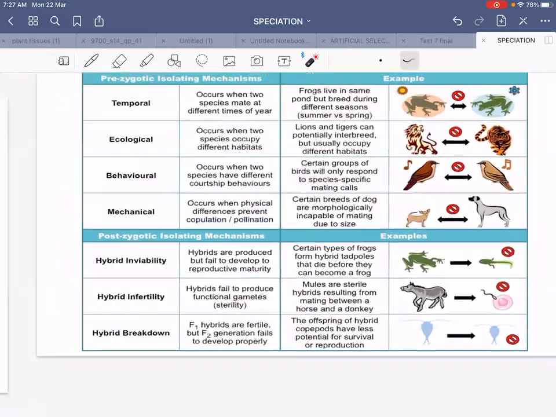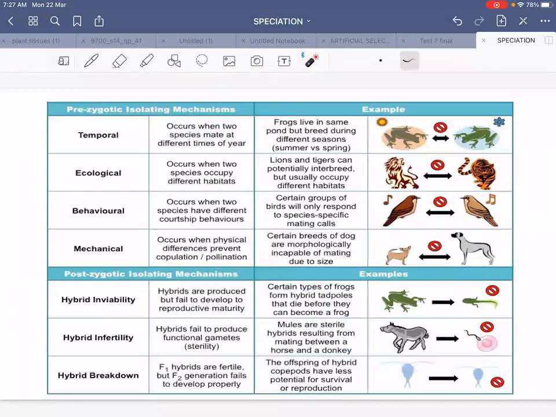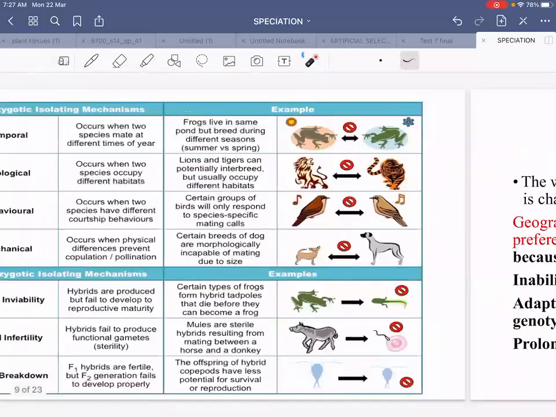You're not supposed to remember each and every example. But this slide has been shared with you just to give you an idea of how these different isolating mechanisms can happen and how they can result in genetic isolation between two subpopulations so that their gene flow is interrupted.